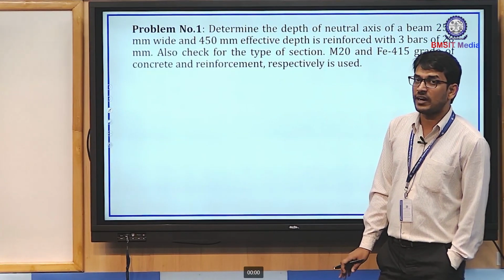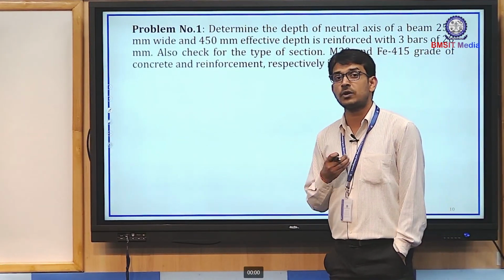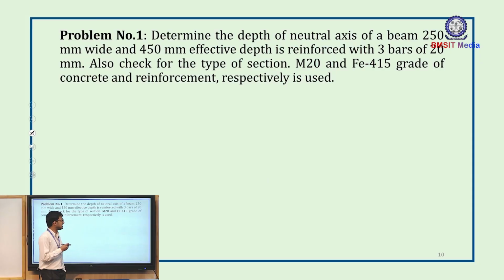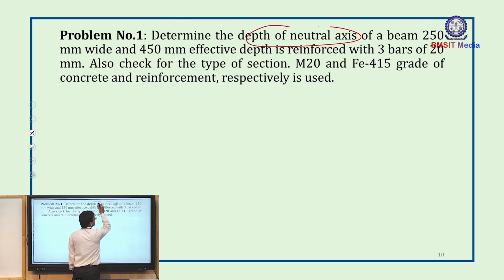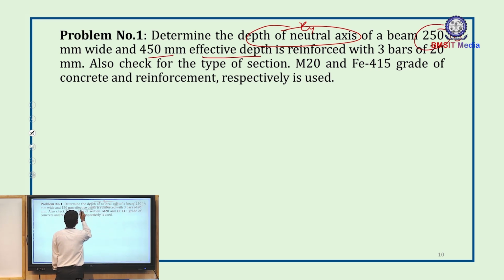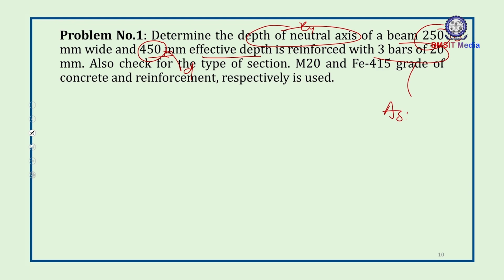Before solving this, we have to write first what the given data is in this question. We have to calculate the depth of the neutral axis, that is Xu. The width of the beam is given as 250 mm, so this is the small b. 450 mm is the effective depth, so this value is the small d. Then 3 bars of 20 mm diameter reinforcement, so this is the Ast.